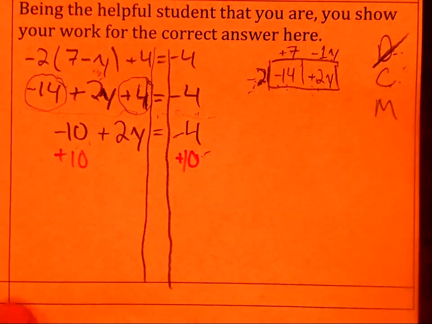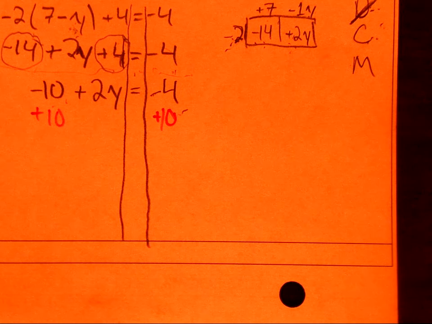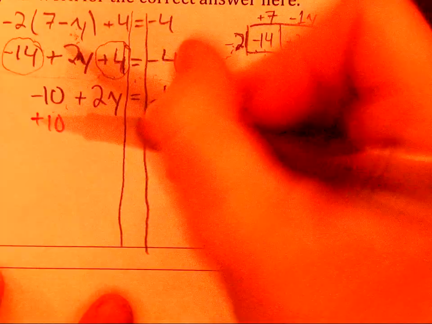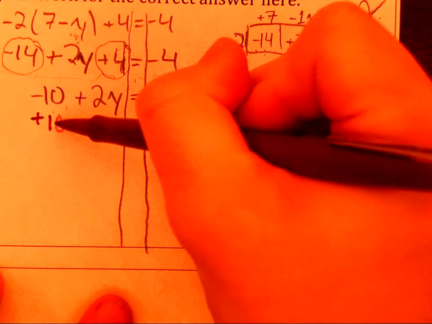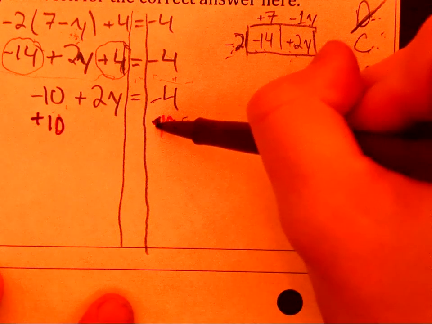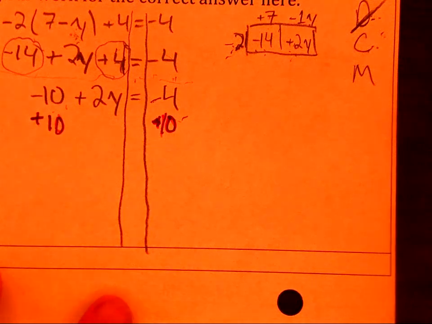Let me actually use a little bit darker. Let's try this one. That way you guys can see it. So I have add 10 to both sides. There we go, a little bit better.